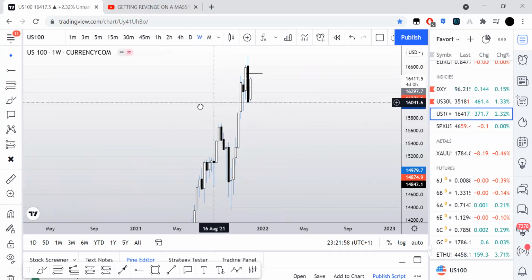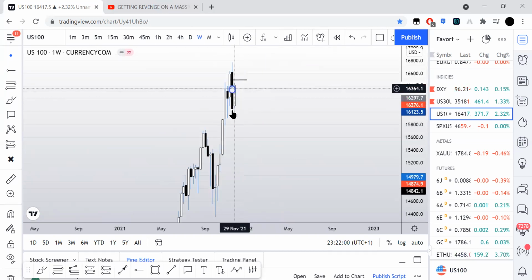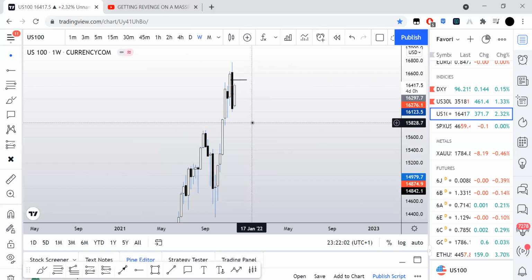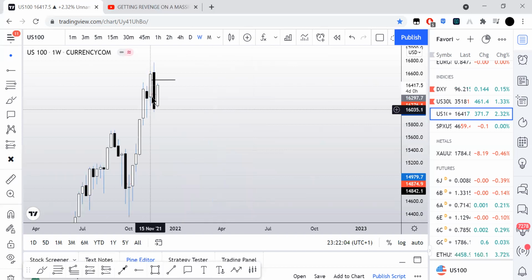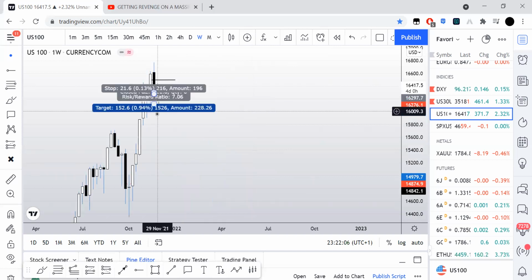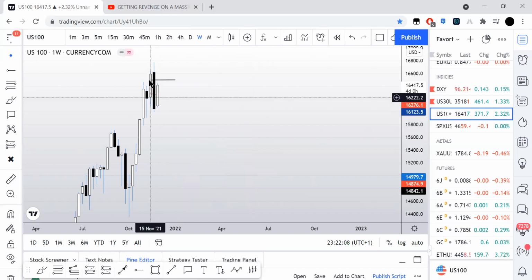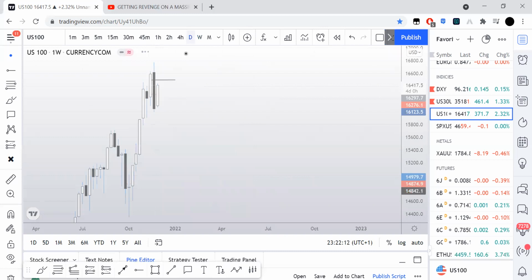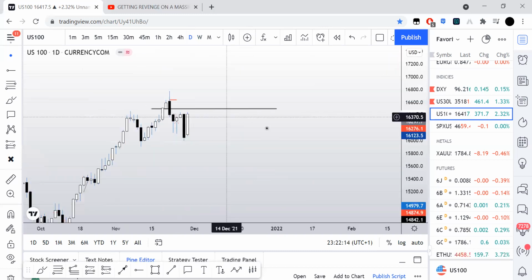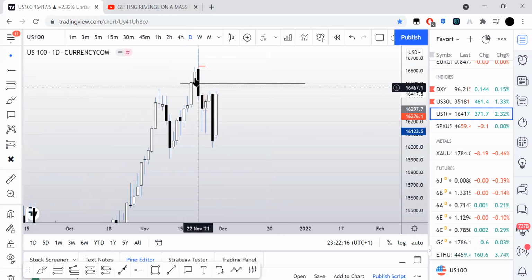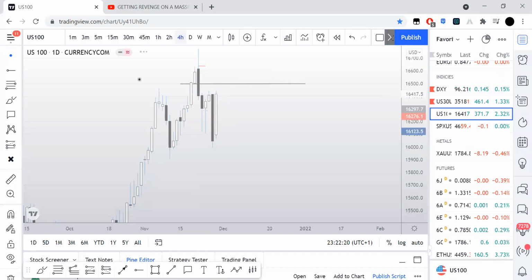So looking at NAS, you see this little fractal that we're doing right here? You see this little fractal down, engulf, and then creating this order block right here. We're at the mean right now. We could run higher, but I'm paying attention to this open price right around here.